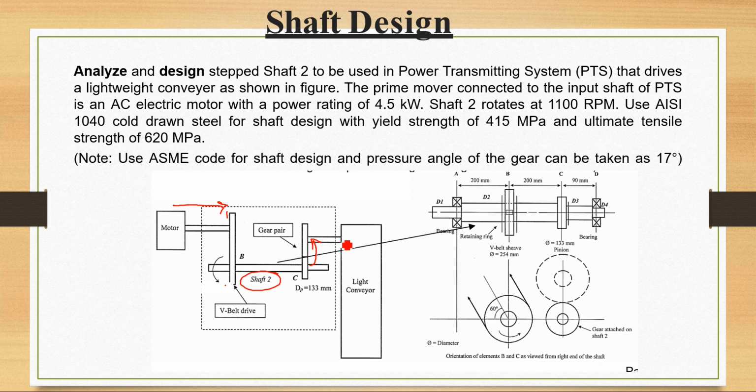So what happens is, the motor is 4.5 kilowatt, with a shaft RPM of 1100. All dimensions are given. You have to design this step shaft, which means we have to find diameters at 4 locations, here, and here. So now we'll start solving these problems, and because this is a problem for the final exam, you will experience similar kinds of problems in the exam.